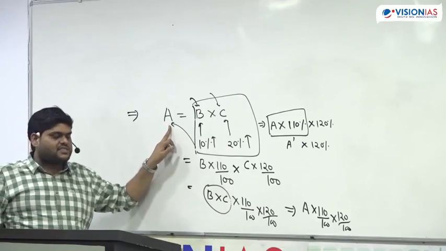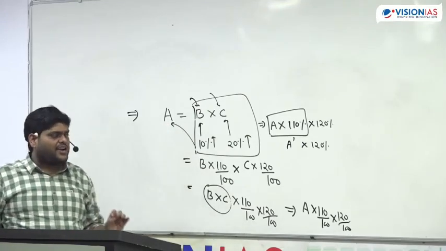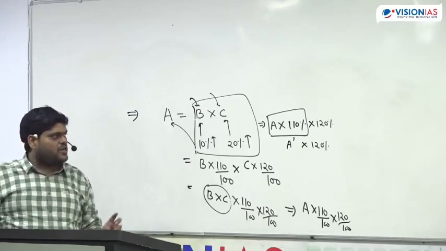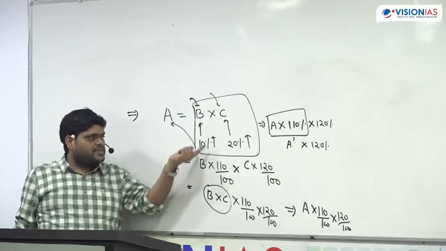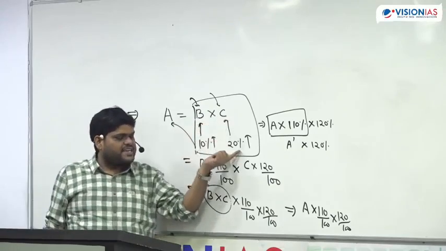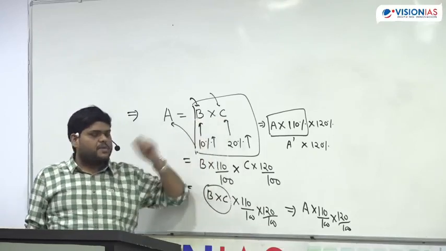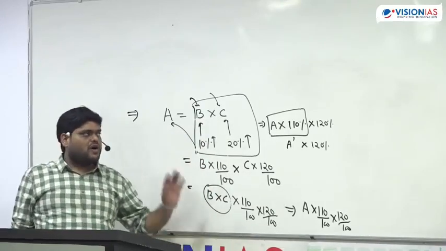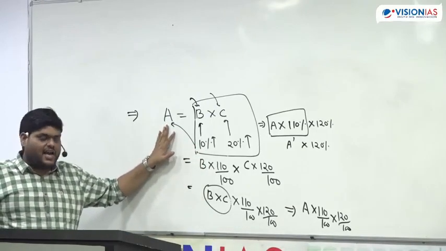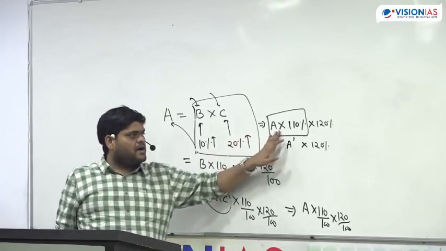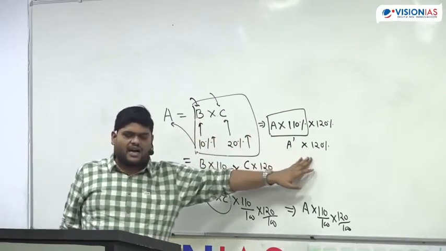Are you getting my point or not? There are two logics. The question is 10% increment in B, 20% increment in C. So instead of this, you can directly increase 10% in A, and whatever value comes, now increase 20% again into that.